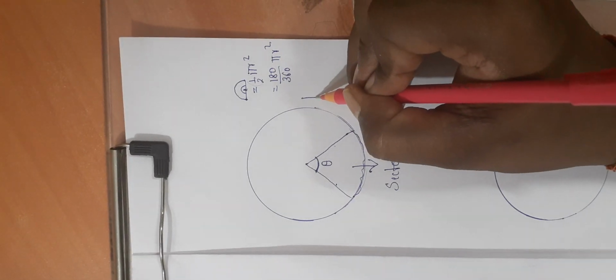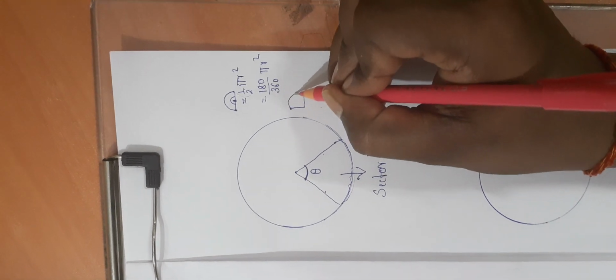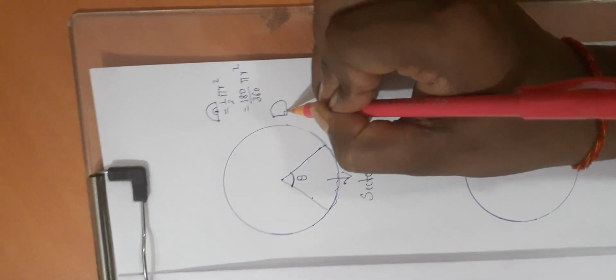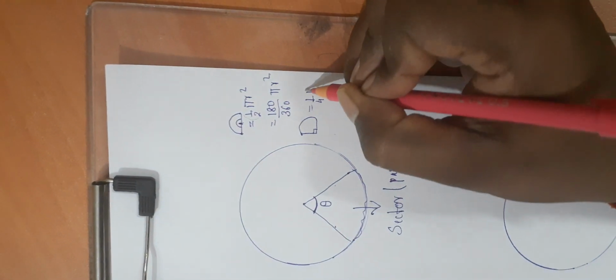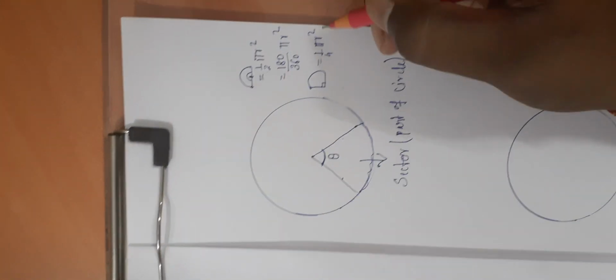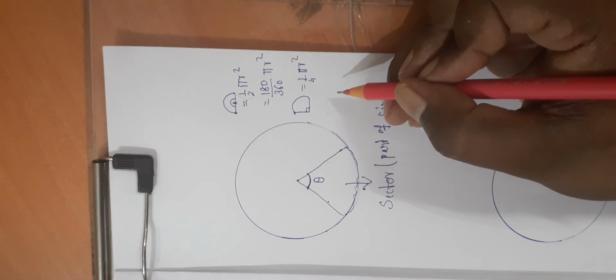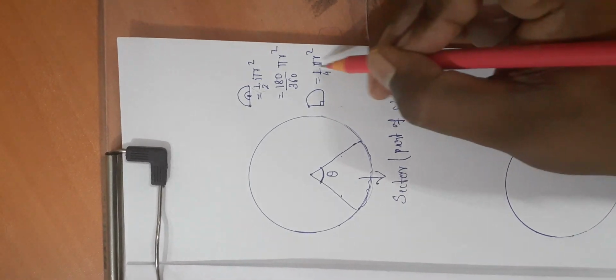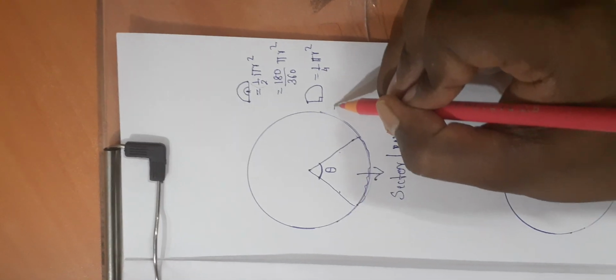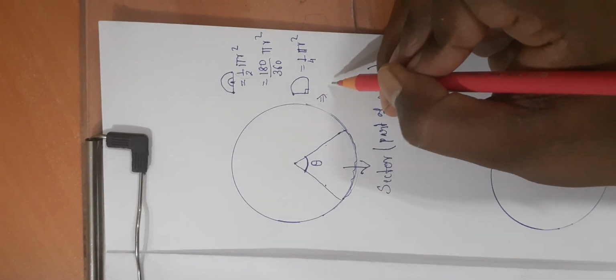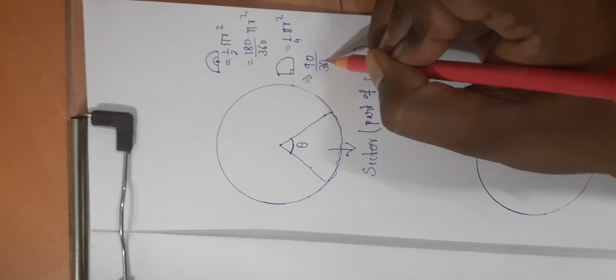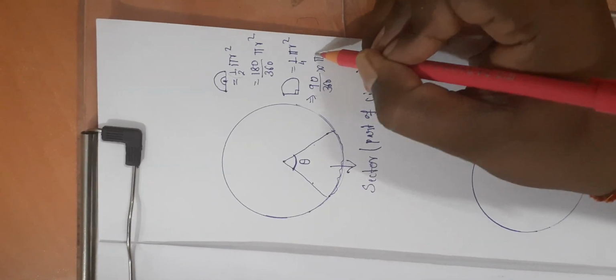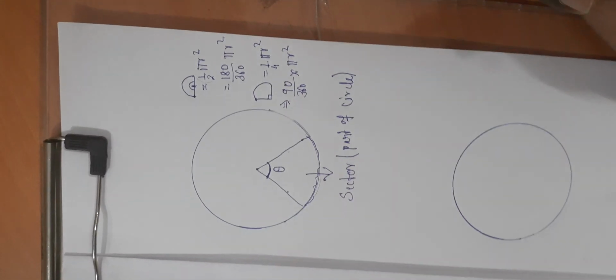Similarly, let me take an example of a quadrant, right? This is a quadrant. What is the area of the quadrant? 1 upon 4 pi r square, as this is 1/4 of the area of the circle. How do we get this 1 upon 4? This 1 upon 4 is nothing but 90 upon 360 of the circle, so pi r square. Hope this is clear.